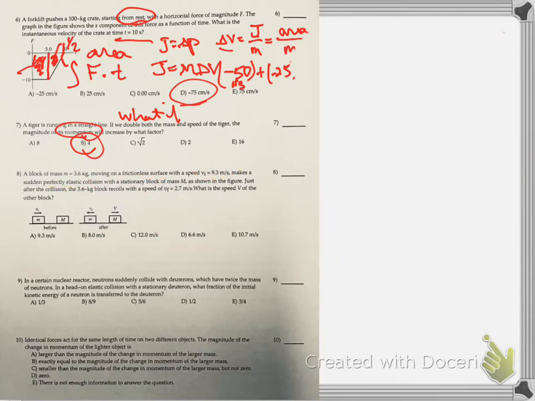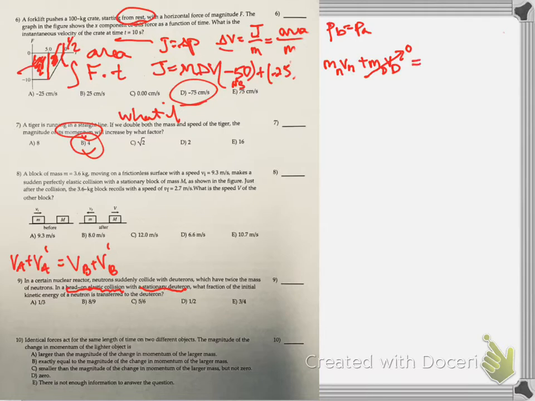Alright, this one's fun. So in this collision, P before equals P after. So we have mass of the neutron, V of the neutron, plus mass of the deuteron, V of the deuteron. It's a head-on elastic collision, so we have our special formula where VA plus VA prime equals VB plus VB prime. We're going to need that. The deuteron is stationary, so initially, or before, I can make that 0.